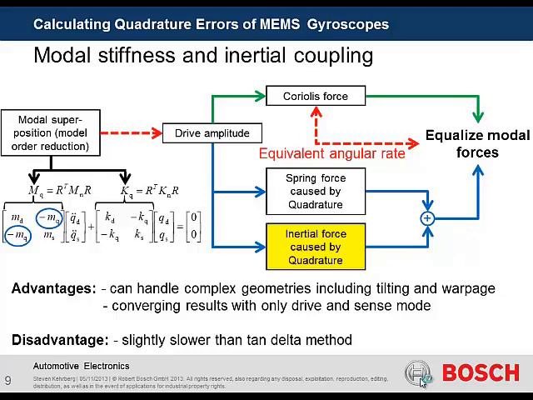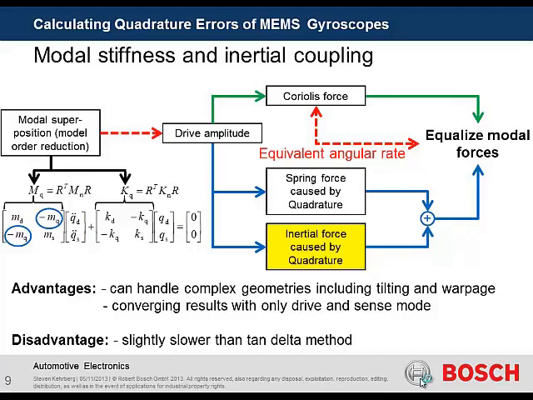Then we build the sum of both forces, and then once again we equalize the forces. And in the end, we can find an equivalent angular rate signal, and therefore we have an expression for our imperfect trench process that leads to this number of degrees per second output signal.